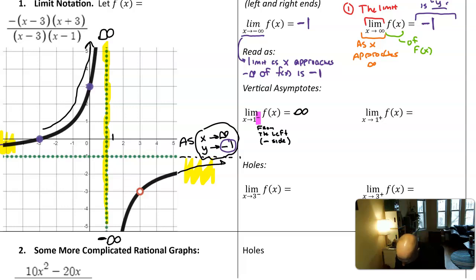But now we see this, the limit as x approaches 1 with a plus. Well, what do you think the plus means? That's right, it means from the right, aka the positive side. So as we approach 1 from the right, what is the graph doing? It's going to negative infinity. So we say the limit as x approaches 1 from the right is negative infinity.